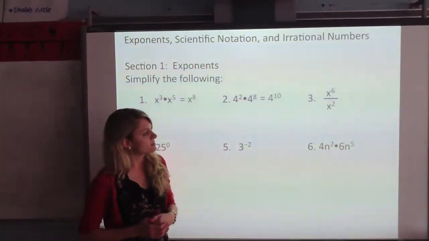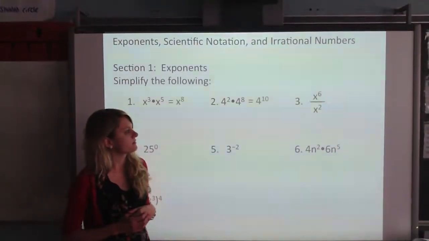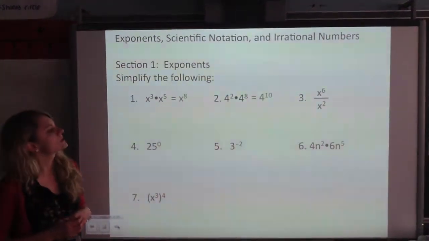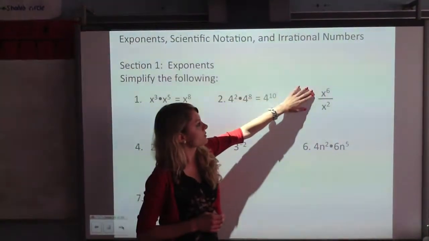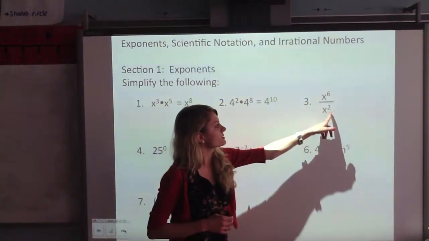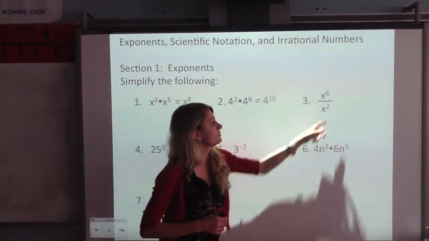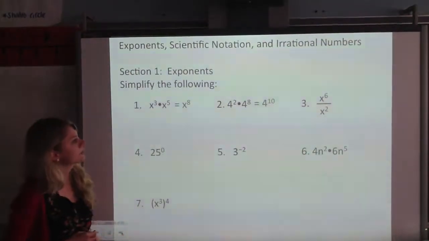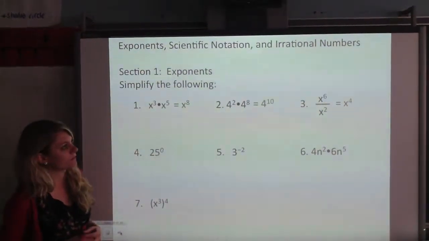Number 3 is asking us to divide x to the power of 6 divided by x squared. When we're dividing numbers with exponents, we want to subtract these exponents. So we're going to say 6 minus 2, which is 4. Our answer is going to be x to the power of 4.